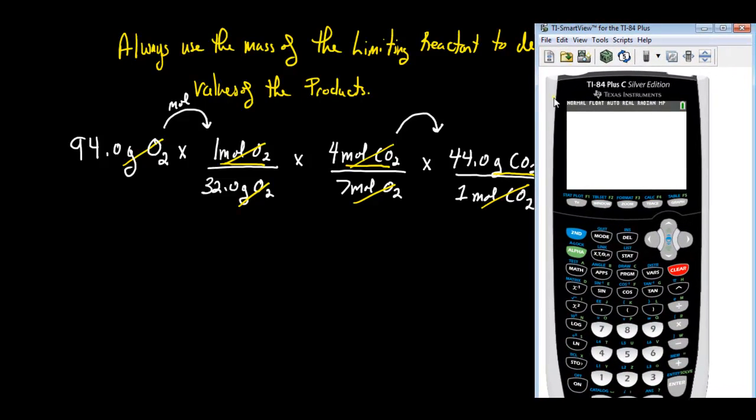So I'm going to go ahead and show us that we're going to start with 94.0, oops, 0.0, don't make that mistake, times 1, so I'm going to say times 1, hit enter. I'm going to divide this by 32.0, but that's the same thing as 32 on the calculator. We're going to multiply this times 4 and hit enter. We're going to then divide that whole value by 7 and hit enter. And then lastly, multiply times 44.0. And when I multiply by 44.0, I'm left with 73.857.